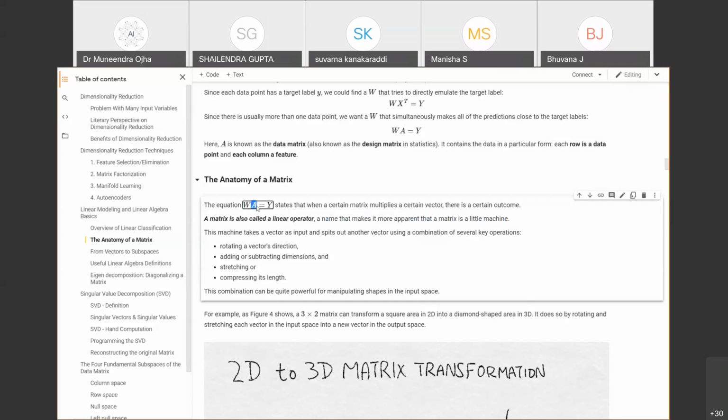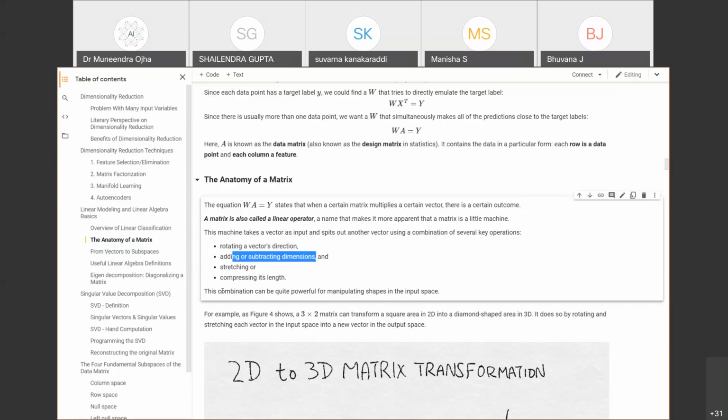We call it vector A, but it is a constituent of the matrix. Any column vector of a matrix, we'll be treating that as a vector. So when the matrix is applied onto any vector A, we get another vector Y. So this is a linear operator, or we call it a little machine as well. This machine takes a vector as input and spits out another vector using a combination of several key operations such as rotating a vector's direction, adding or subtracting dimensions, stretching the vector, compressing the vector's length, and so on.